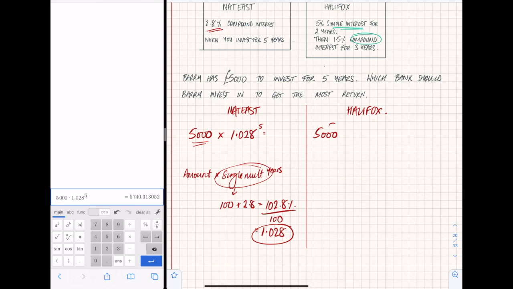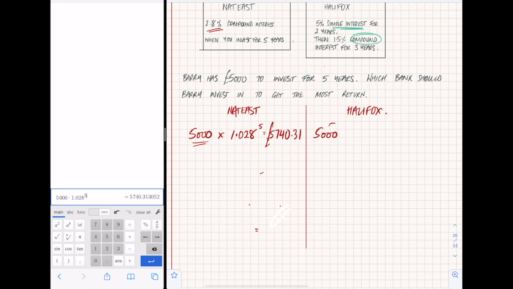When you write that down, you can see there, £5,740 and 31p. Okay, so that's how much Barry would get if he put the money in Nat East. I'm just going to rub all that out. So that's the first bit. I worked out the first bank and how much I'd get. So now what I need to do is think about this.